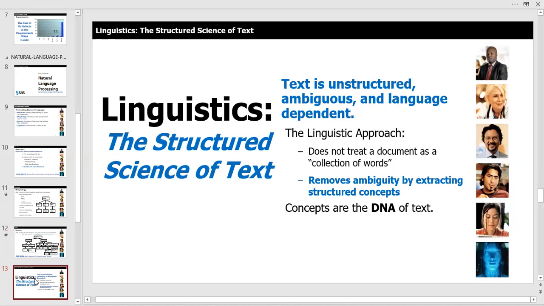Linguistics is the structured science of text. So now this is where we're really starting to get into the AI components of language. Once you get the meaning down, once you have the syntax down, once you have the structure of the words down, then linguistics goes through and helps you analyze it.